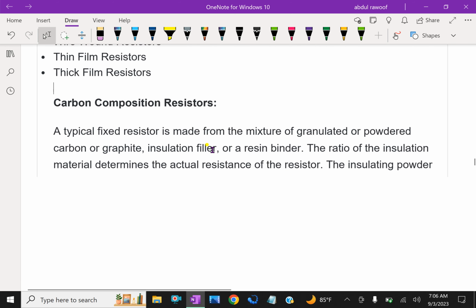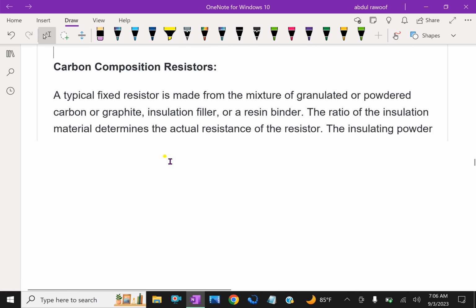Next is carbon composition resistors. A typical fixed resistor is made from granulated powdered carbon or graphite, insulation fillers or resin binder. These are made by a combination of these things. The ratio of the insulation material determines the actual resistance of the resistor required.